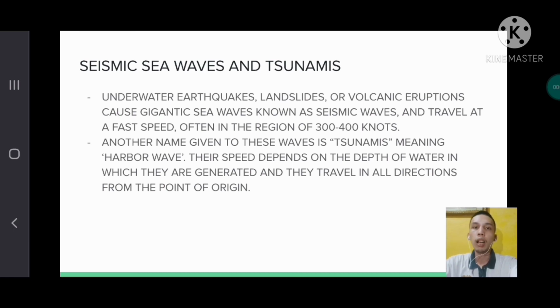Seismic sea waves daw is tinatawag din na tsunami, meaning daw harbor wave. Nakadepende daw yung speed nito doon sa lalim ng tubig, kung saan nangyari yung mga underwater earthquakes, landslide, or volcanic eruptions na nag-generate at nagta-travel ito sa lahat ng direction galing doon sa point of origin niya or mismo pinangyarihan ng mga underwater earthquakes, landslide, or volcanic eruptions.